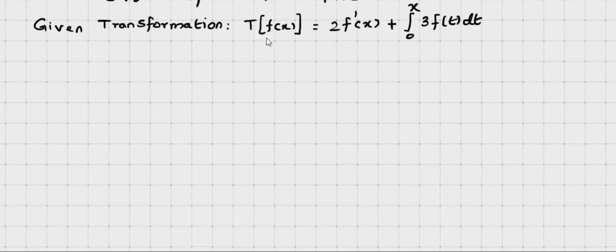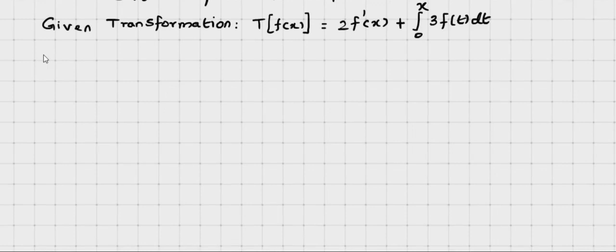This is the given transformation in the problem. That is, T of f of x equals 2 times f dash of x plus the integral from 0 to x of 3 f of t dt. Now we are going to find T of 1 first. So T of 1. I have to apply f of x equals 1 in that formula. Here, what is the value of f of x? It is 1. So, I am just going to apply it straight away.